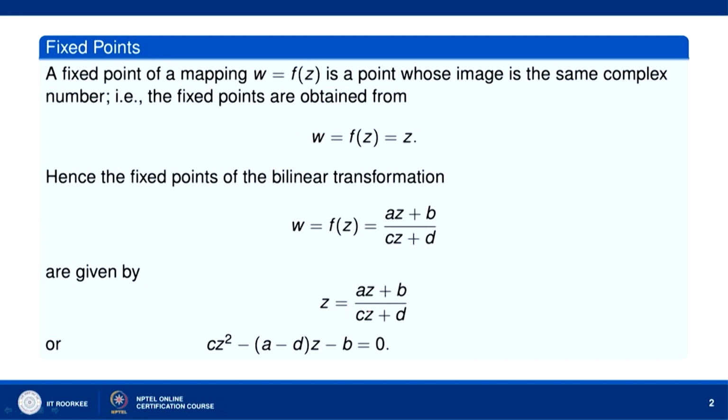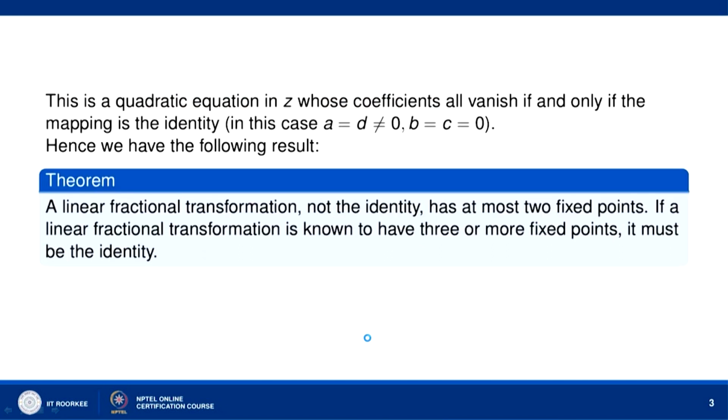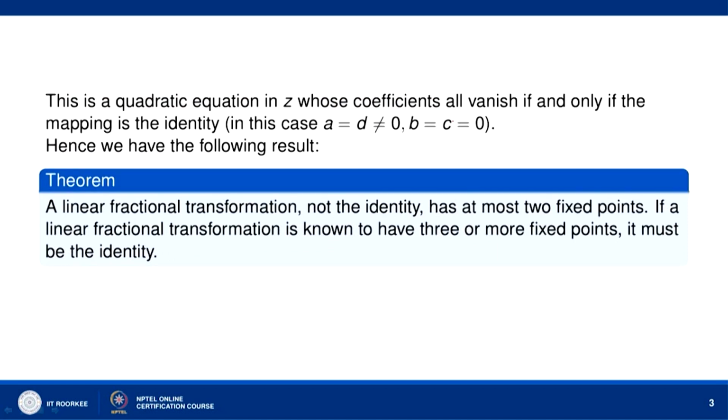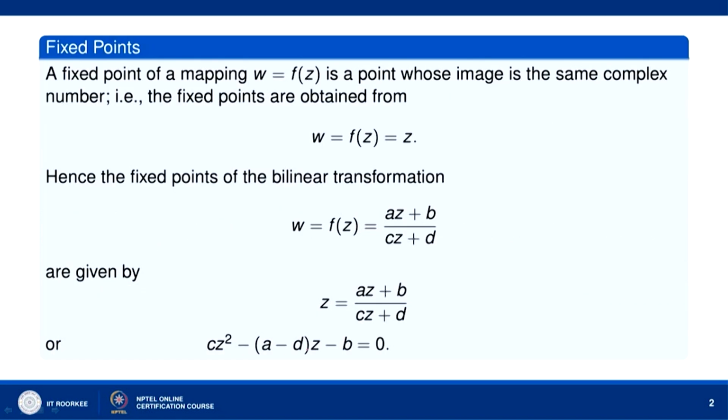This can be written as cz² − (a − d)z − b = 0. Now, this is a quadratic equation in z whose coefficients all vanish if and only if the mapping is the identity. You can see if the coefficients are all zero, then c = 0, a − d = 0 and b = 0.